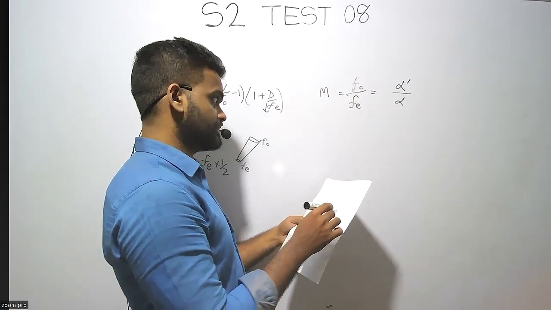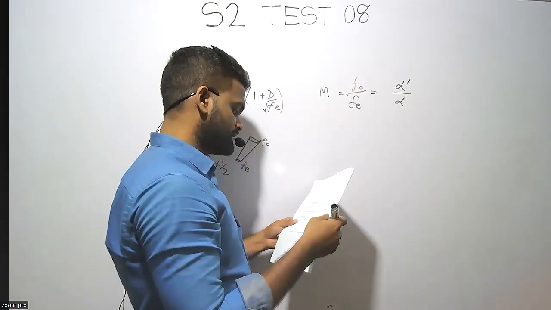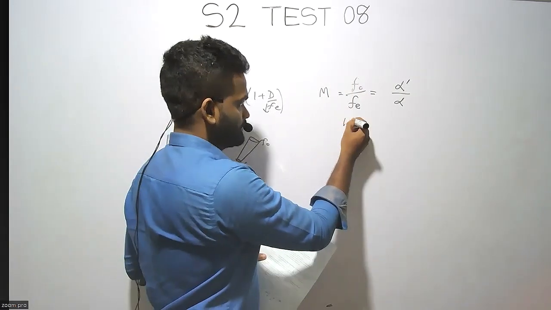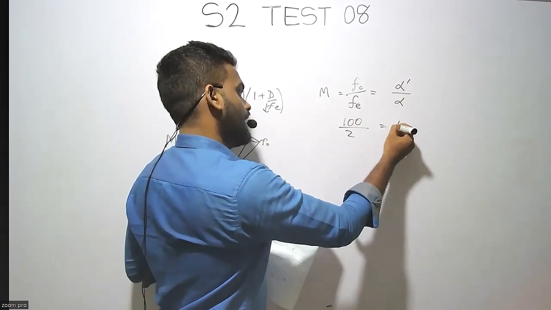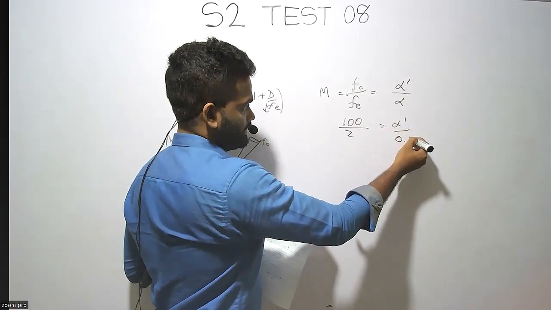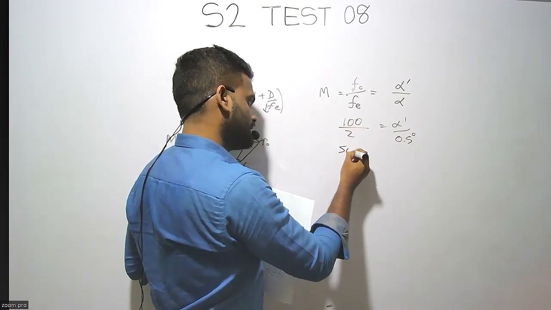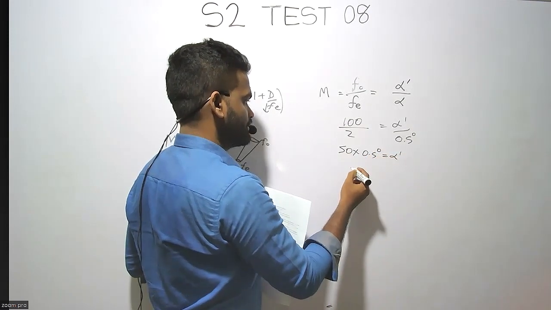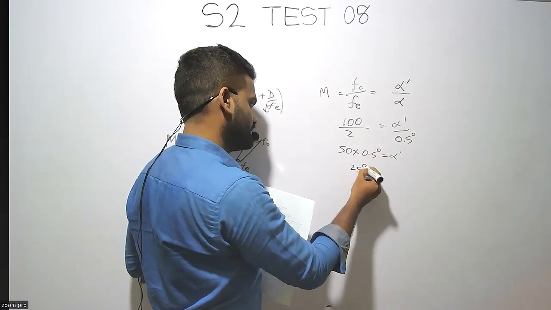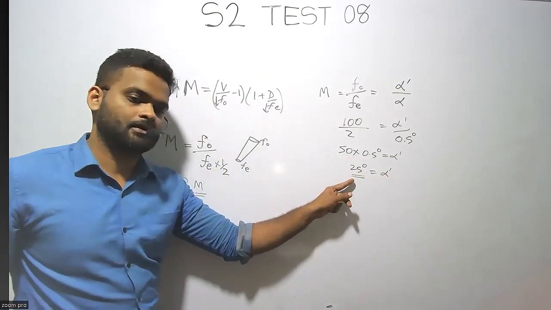So here what they ask is alpha dash. Okay, just now you just have to substitute values. F naught is 100, F is 2. Alpha dash divided by alpha is 0.5 degrees. So 100 divided by 2, it is 50. 50 times 0.5 degrees. So this should be 25 degrees. So this is the angle of vision.